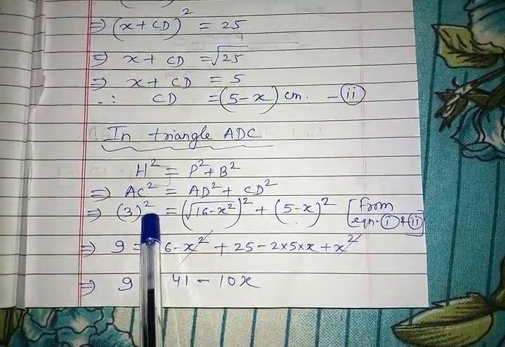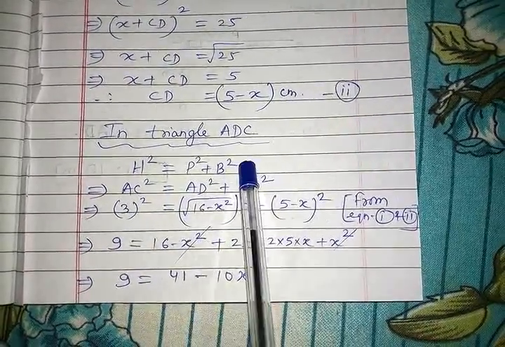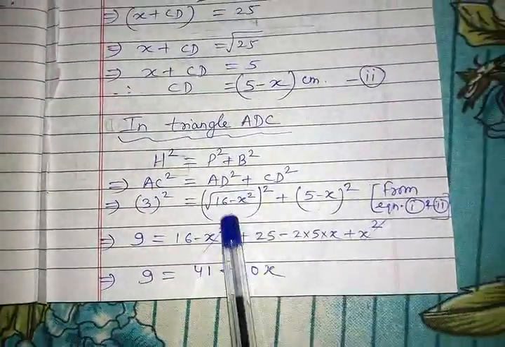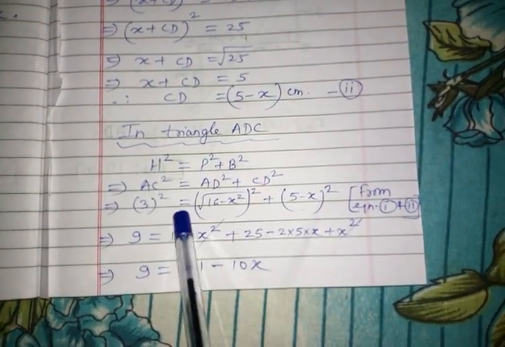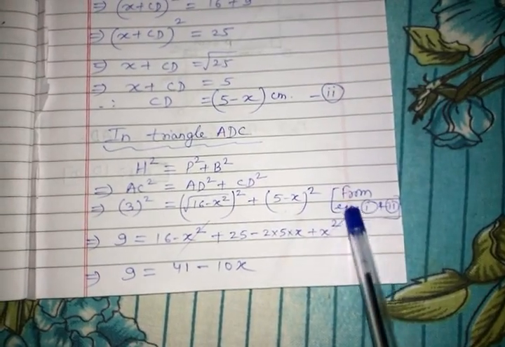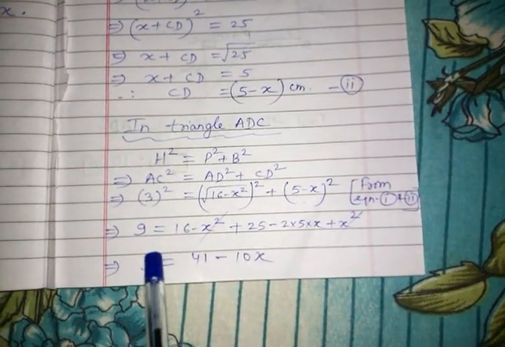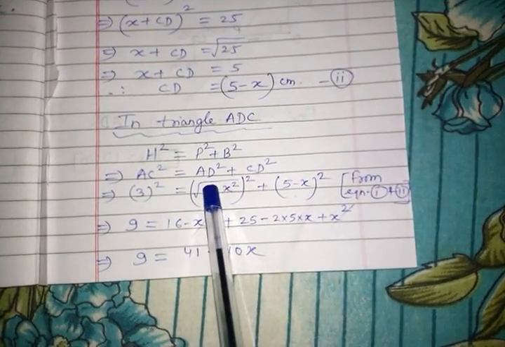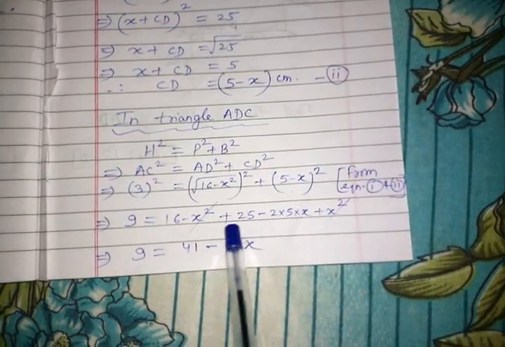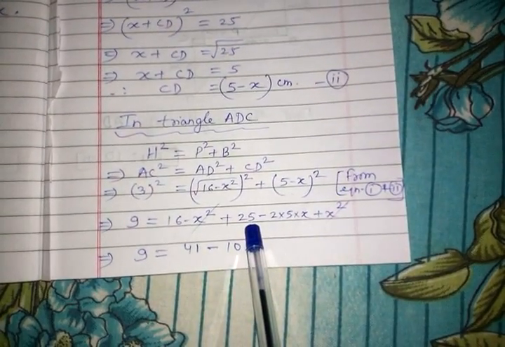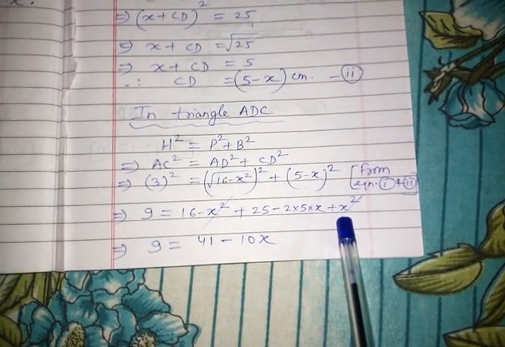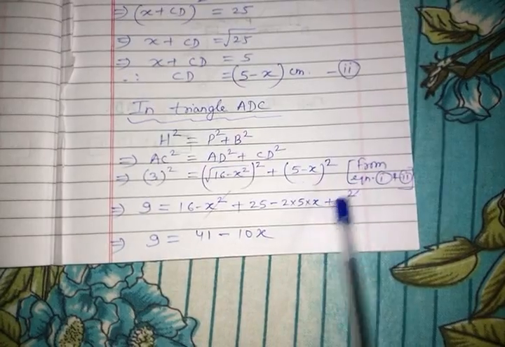AC square means 3 square, plus AD whole square, as AD is in equation 1 I have written root over 16 minus x square, the whole square, plus 5 minus x whole square. This is from equation 1 and 2. Now 3 square is 9, here root over and square vanish, so 16 minus x square plus this is the formula of a minus b whole square. So a is 5, so 5 square means 25 minus 2 into a into b, that means 2 into 5 into x plus x square, that is b square. So here minus x square plus x square got cancelled.